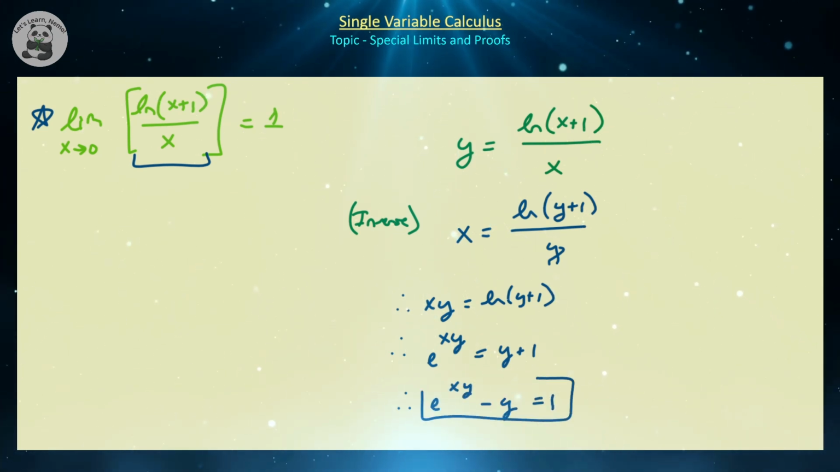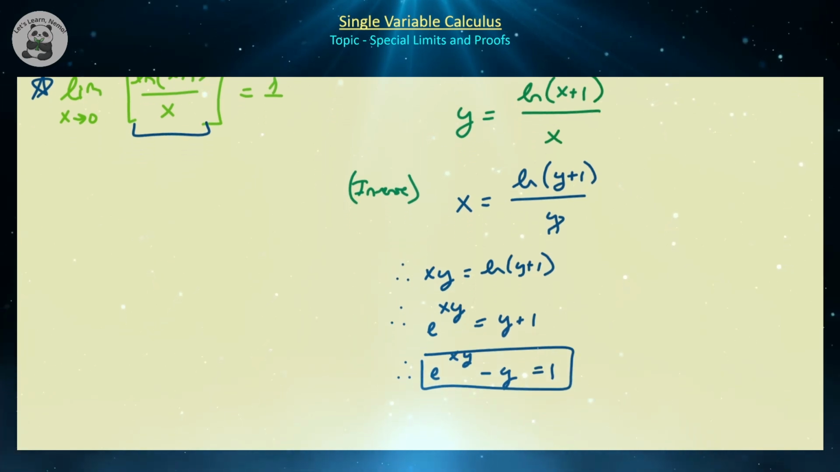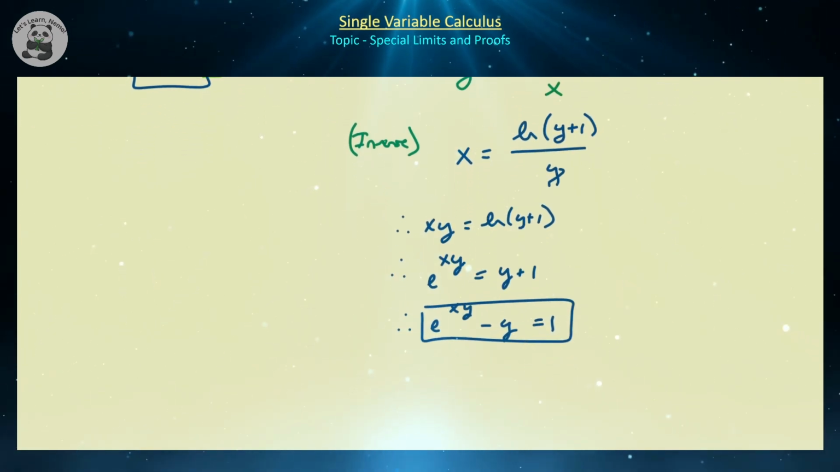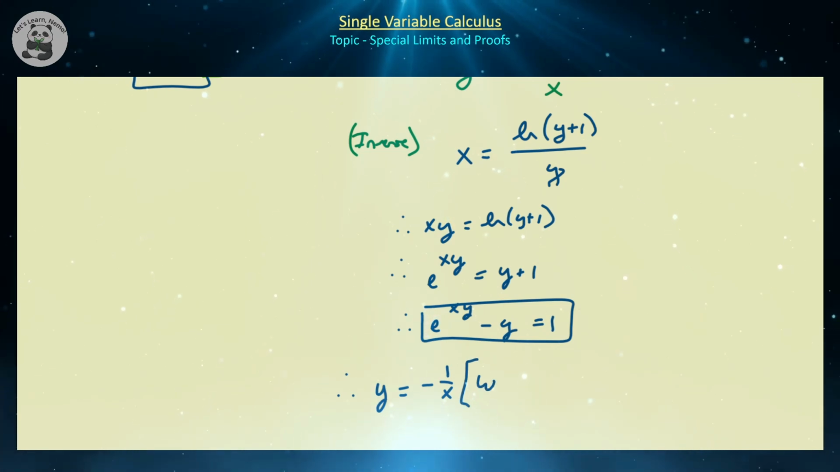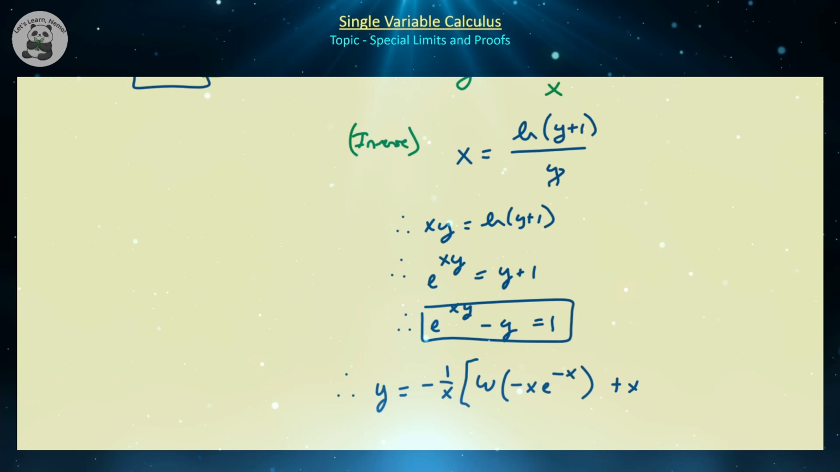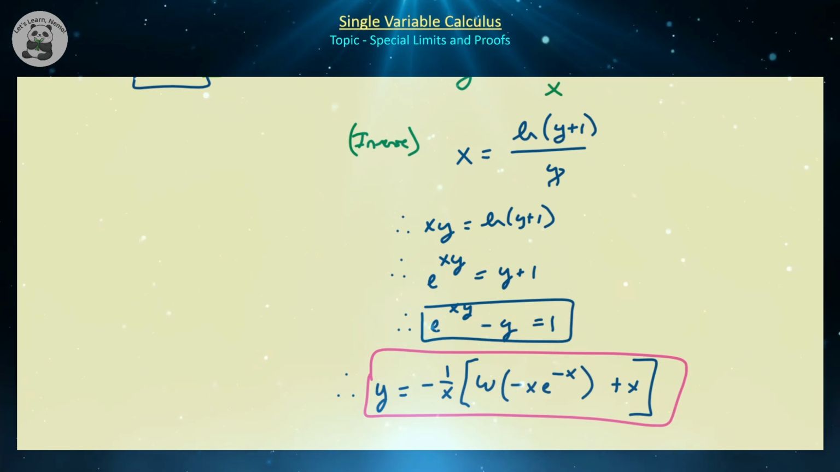And then we have e to the xy minus y is equal to 1. Now, if you have followed me in the past where we introduced the Lambert-W relation, we already found that the solution to this equation is in terms of the Lambert-W relation. So this is actually just equal to minus 1 over x times the Lambert-W relation evaluated at minus x e to the minus x, plus x. Right? So now we have this particular relation of interest.